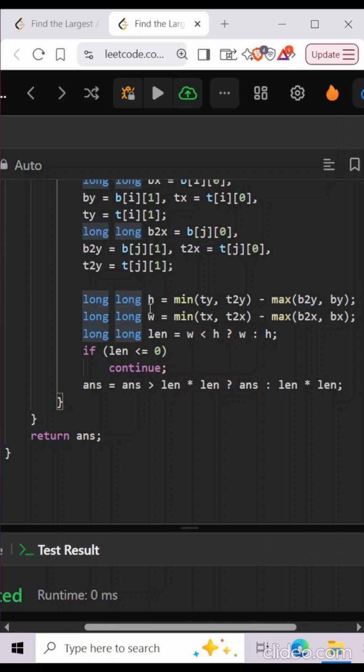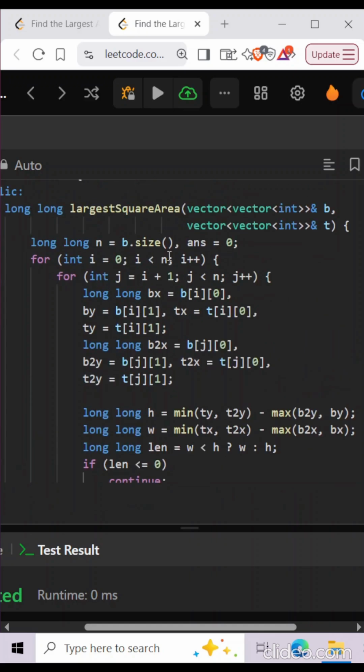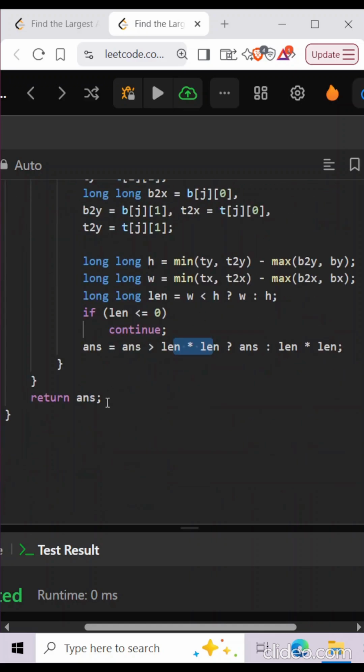Once I have that height and width, what I'll do is I will simply see which out of them is the minimum. Why so? Because I need to form a square, and a square has to have equal sides. So the minimum of those will contribute to the length. Now, length should be greater than or equal to 0 in order to contribute. So the answer will be the maximum of the answer or length times length, the square. So we're taking simply the square of the length that we got, and initially the answer is 0. And finally, I will be returning the answer.